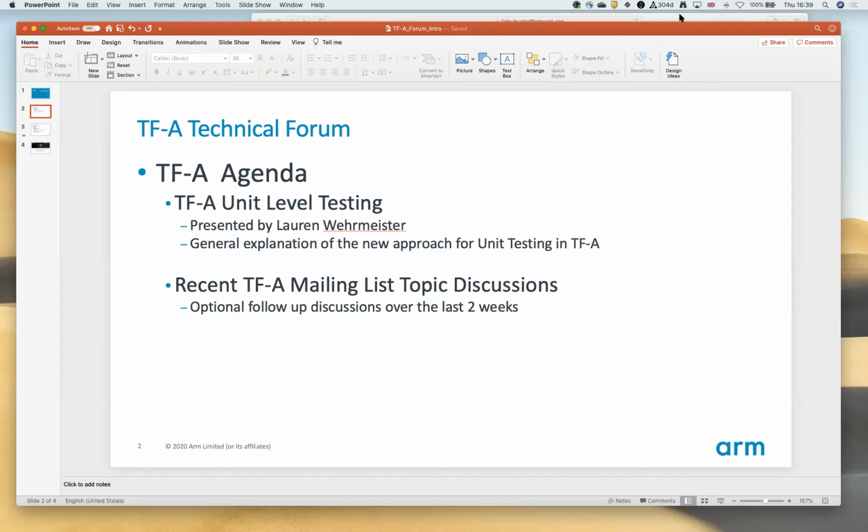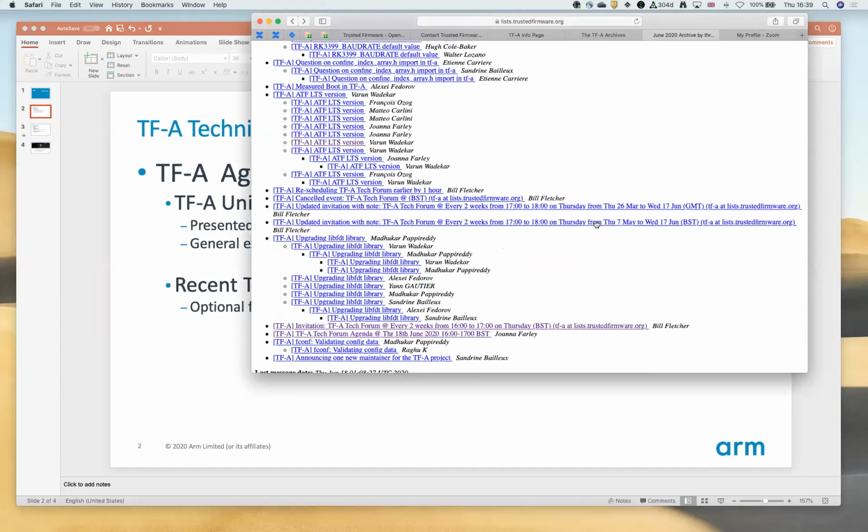So as I said, we're at the point now where, if there are no more questions about the unit test framework, we can start talking about anything that has been brought up on the mailing list generally over the last couple of weeks, or any other urgent subjects that people would like to talk about.